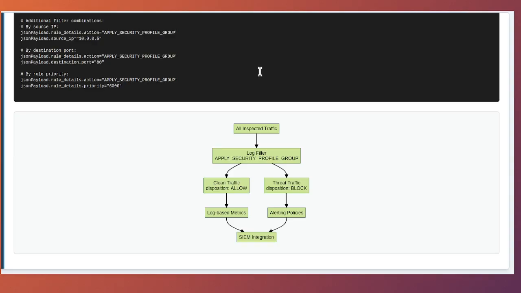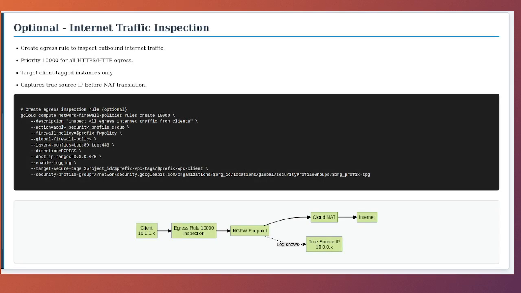This logging capability is valuable for security operations. You can create log-based metrics to track inspection volume over time, build alerting policies for unusual patterns, and export logs to external SIEM platforms for correlation with other security data. The combination of threat-specific logs and general inspection logs gives you complete visibility into how Cloud NGFW Enterprise is protecting your workloads.